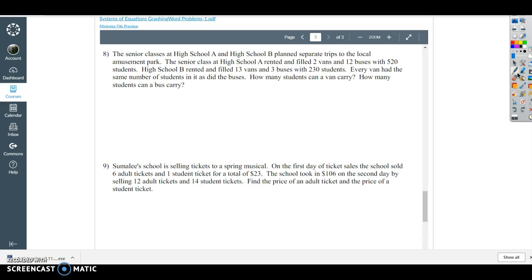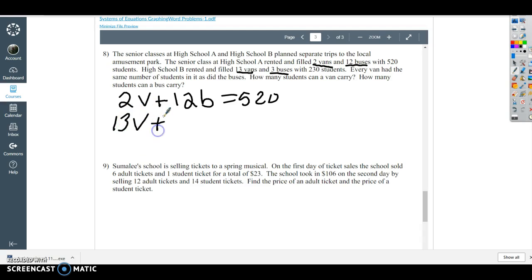So when I look at this, the first thing I think of is I've got vans and buses. So I'm going to use the variables that go with the letters, kind of make it easy to set up an equation. So I'm going to say 2 vans, which is plus 12 buses, is going to equal 520 students. All right, High School B rented and filled 13 vans and 3 buses. So we're going to have 13 vans plus 3 buses is equal to 230 students.